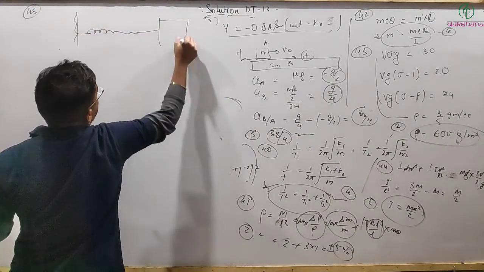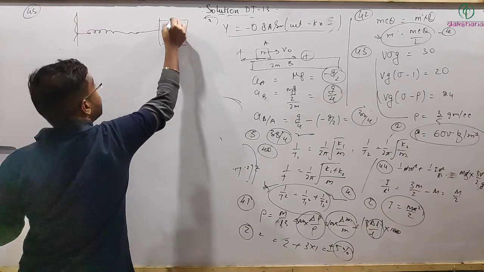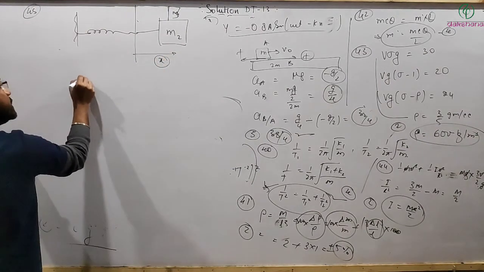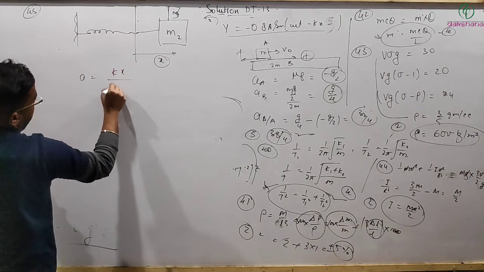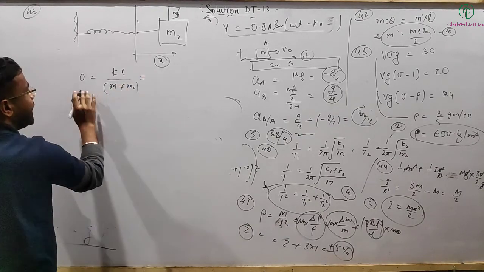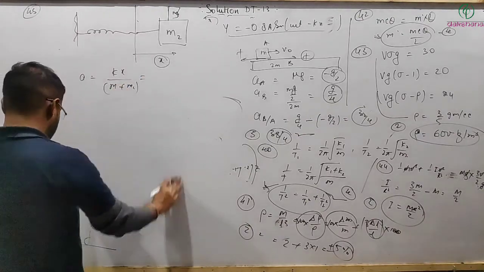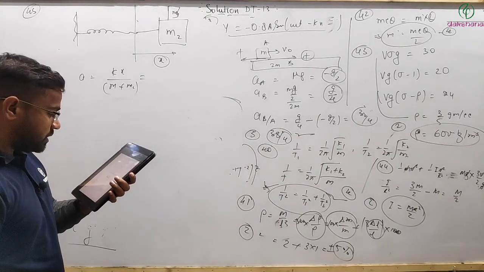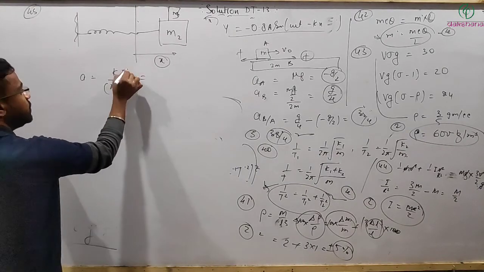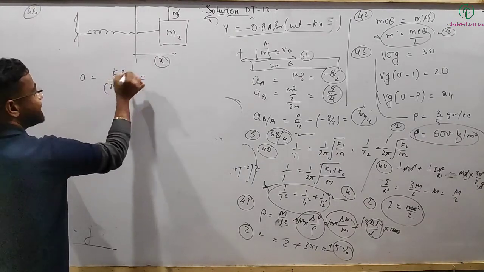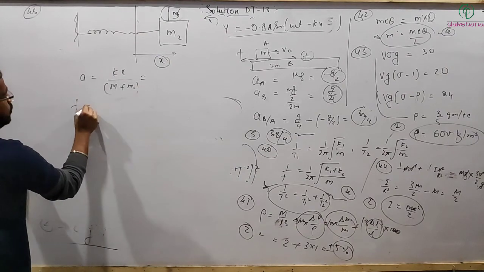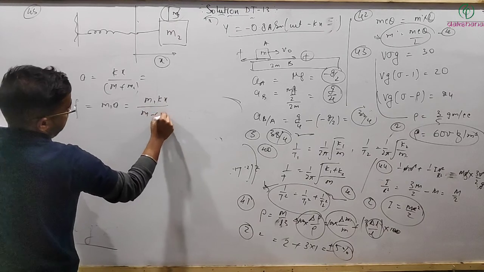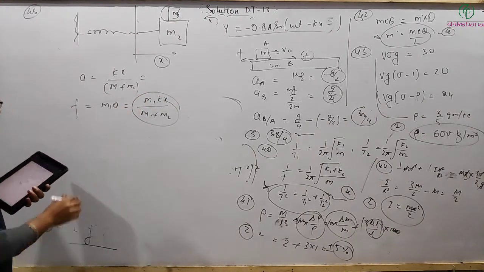Let's say this is the system, question number 45. Assume the blocks are at maximum displacement, this is m2, this is m1, this is the mean position, x maximum. Then acceleration is equal to k into x divided by m1 plus m2, and this is provided by the friction force. What it's asking is the maximum possible friction force, which will be equal to m1 into a. So friction force is m1 into k into x divided by m1 plus m2. That will be the answer, which is matching with option number 1.